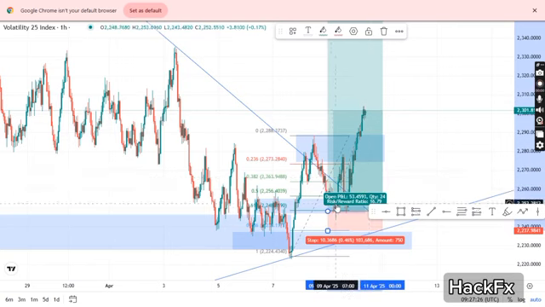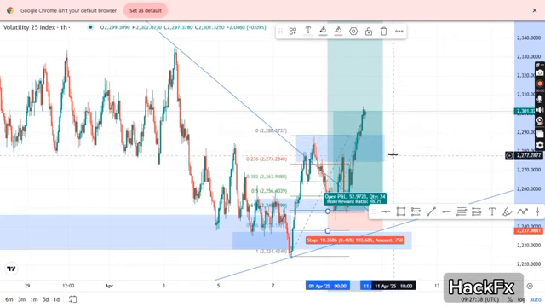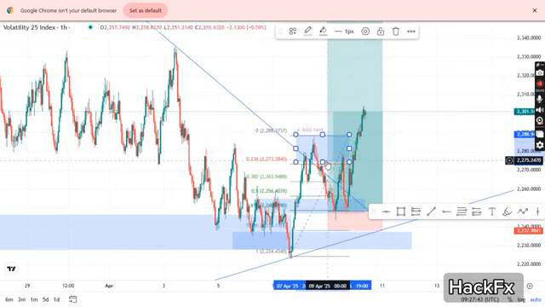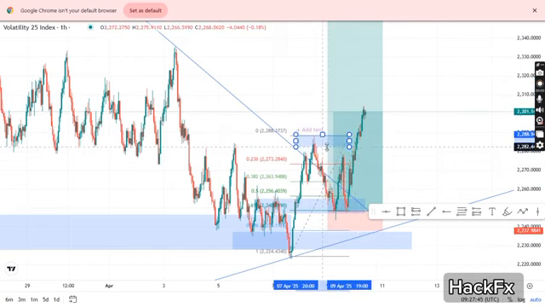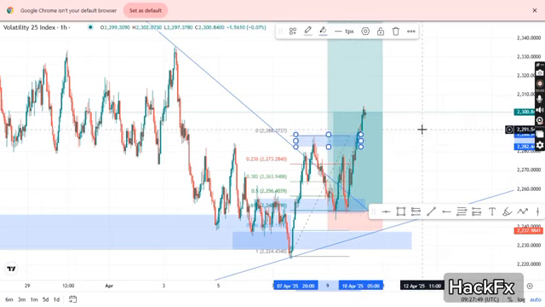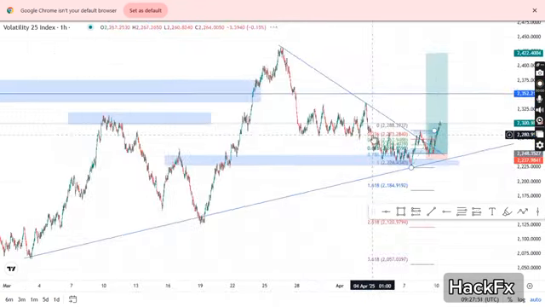Now look at our entry. Our entry is at this point, and price has started moving. It has started changing, breaking structures. It has broken this one. It has broken this structure here. See, it has broken this structure. This structure here has been broken. So we are now expecting price to buy.